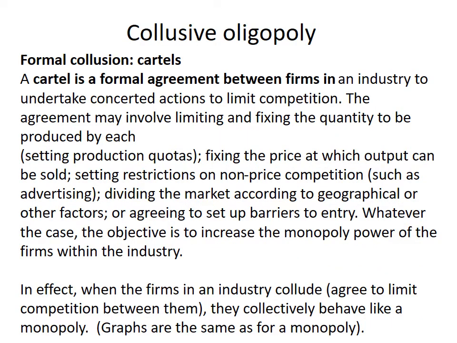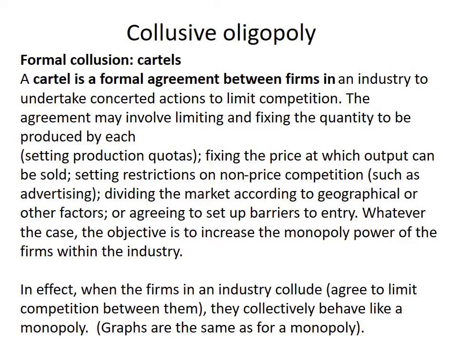So a formal collusion, cartels, and the IB does want you to be familiar with when there is a cartel and there is a collusive oligopoly. So let me make that clear that it is also part of your new syllabus. A cartel is a formal agreement between firms or countries, in the case of OPEC, in an industry to undertake concerted effort actions to limit competition.